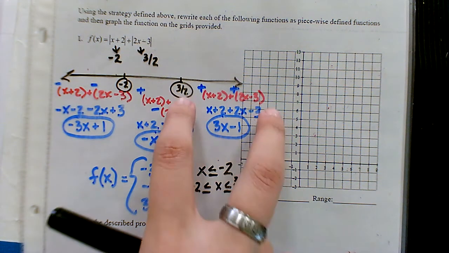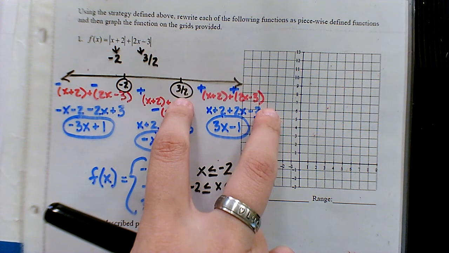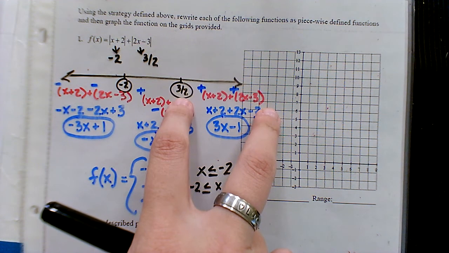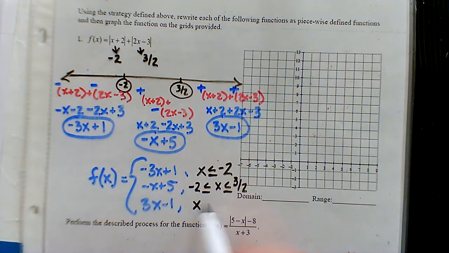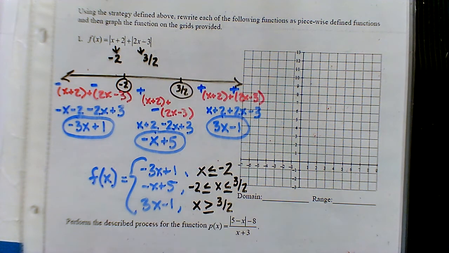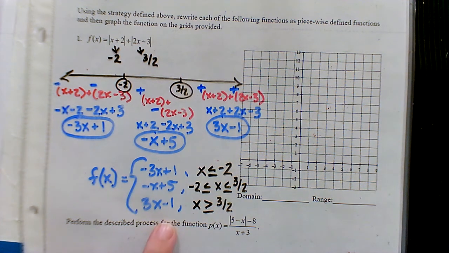And our last equation shows up from 1.5 to infinity. So those are x values bigger than 1.5. And again, if that's a vertex, you can put a bar there. Did we remember that from yesterday? We didn't lose it, right? Good. Okay, so now that we have the piecewise function, let's go ahead and graph it.